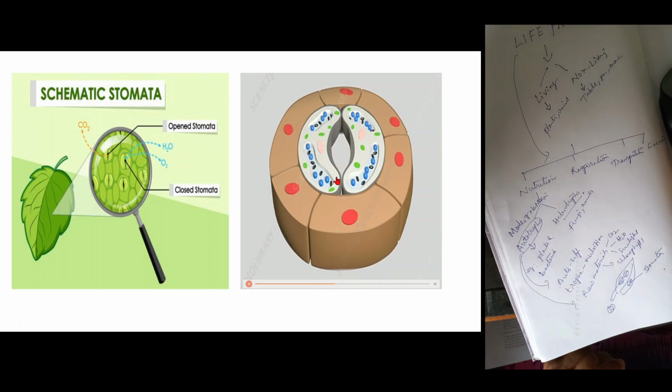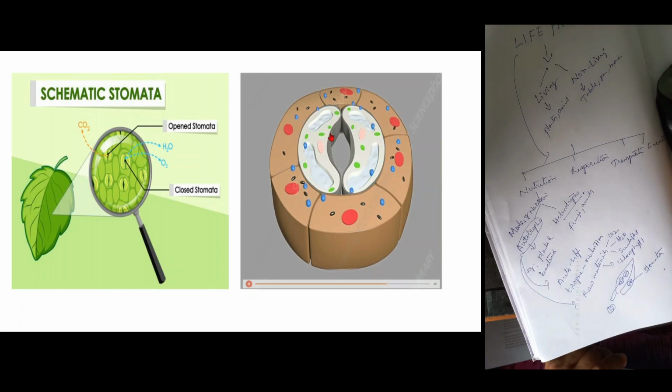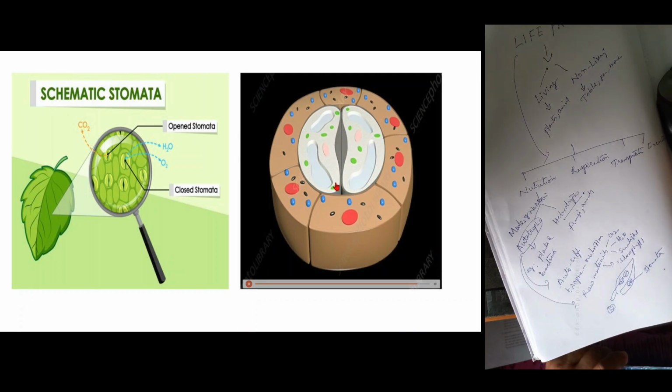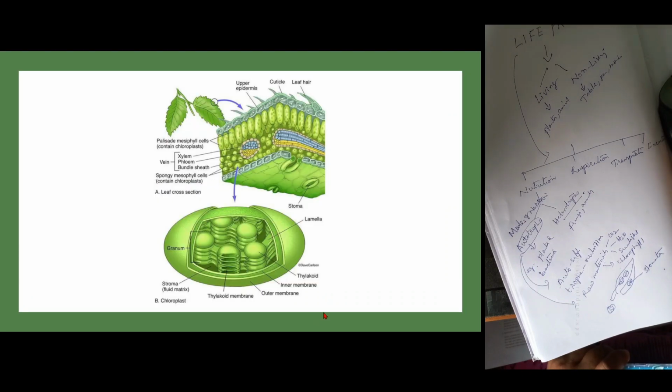This is called the opening of the stomata. Then the carbon dioxide will enter inside the stomata. And when it opens, what is happening? The water is coming outside. When it is coming outside, the stomatal guard cells become flaccid and it is closing the pore. This is called opening and closing of a stomata.